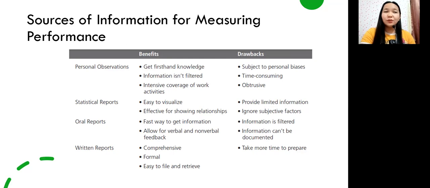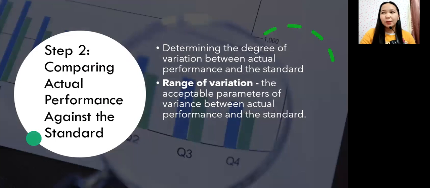So please take note of the benefits and the drawbacks. Okay. So after measuring the performance, syempre, number 2, we need to compare actual performance against the standard. Okay. So, hindi kasi natin malalaman kung fail siya or hindi when you do not compare. Kumbaga, it's like setting a target. So, your standard is like your target or your quota or your something that is expected na outcome.